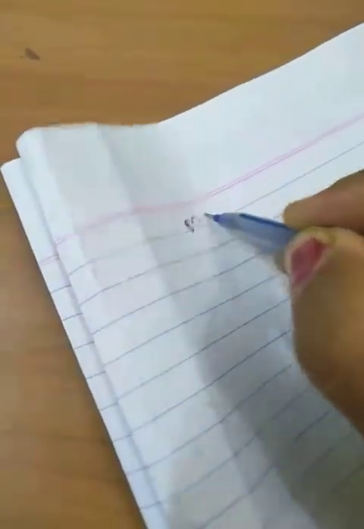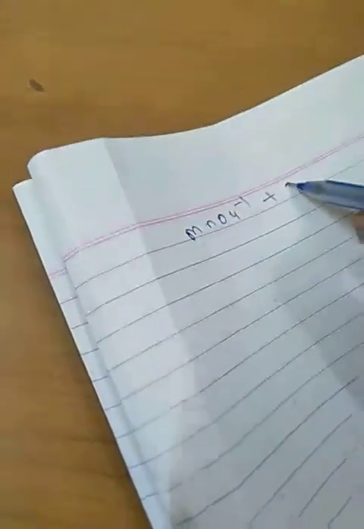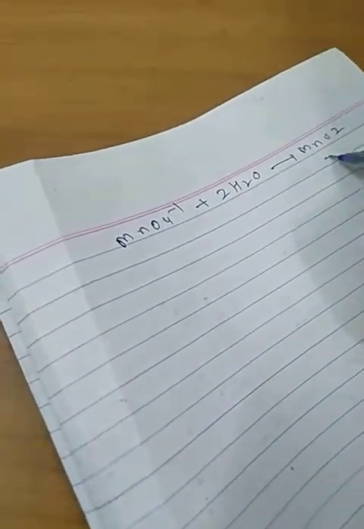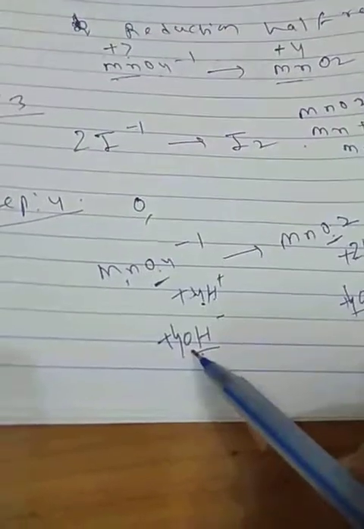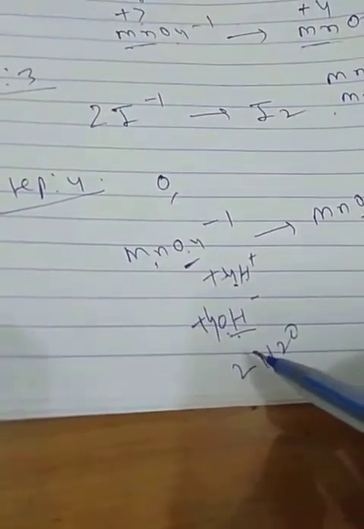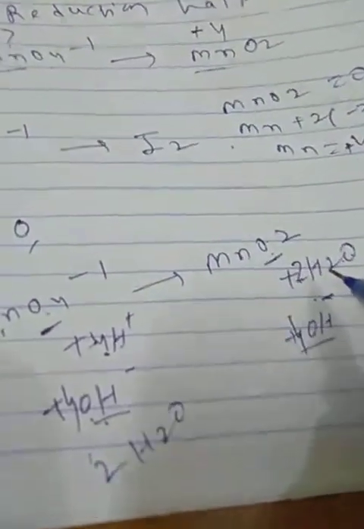Any method you can use to balance OH ion or H ion. See, MnO4 minus 1 plus 2H2O gives MnO2 plus 4 OH ions. How? See, 4 H ions and 4 OH ions combine and will give 4 H2O, 2 twos are 4. Then to this side also 2H2O.